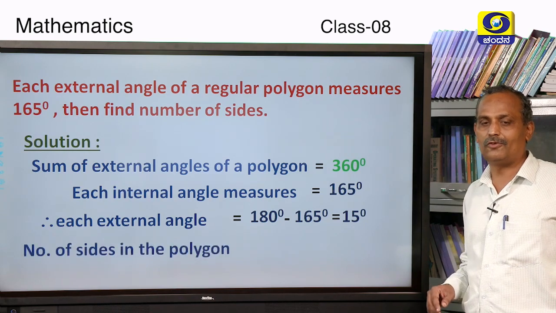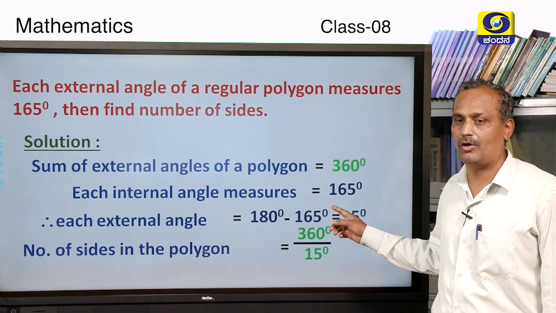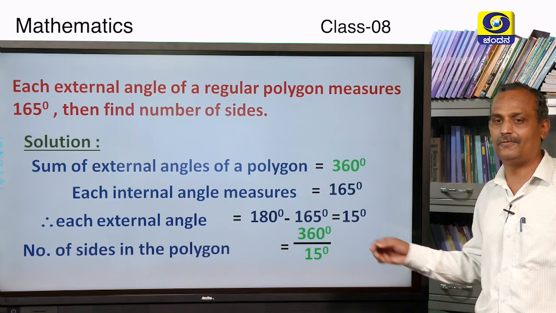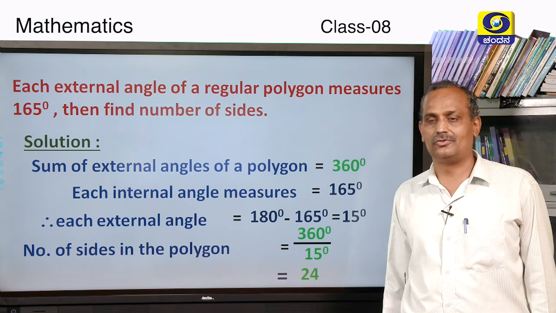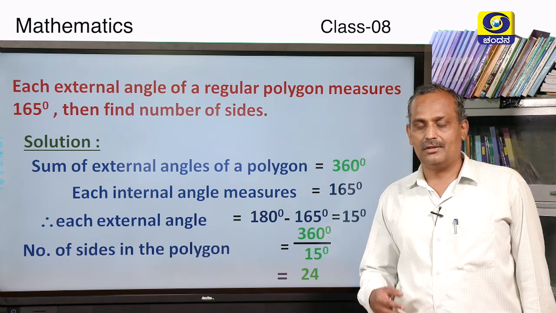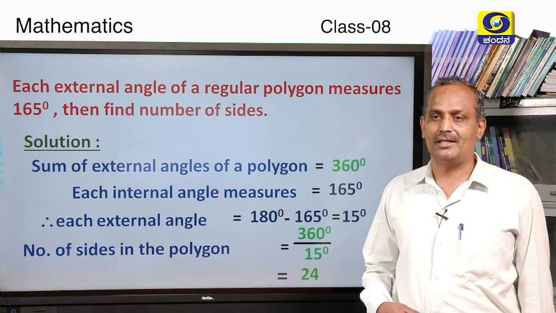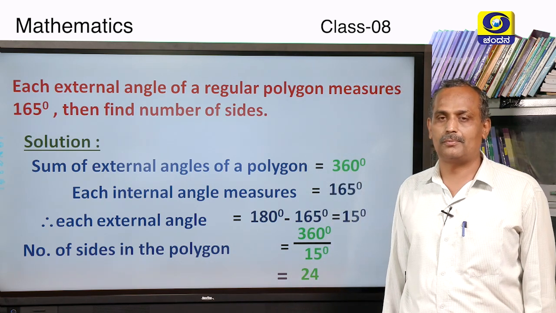Now, we need to find the number of sides of the polygon. So, the number of sides of the polygon is 360 degrees divided by each external angle. Each external angle, as we have already found, is 15 degrees. So, it is 24 sides. So, it has 24 sides here. Write down whatever we have discussed here, so that you can easily understand, so that we can solve the next problems also.